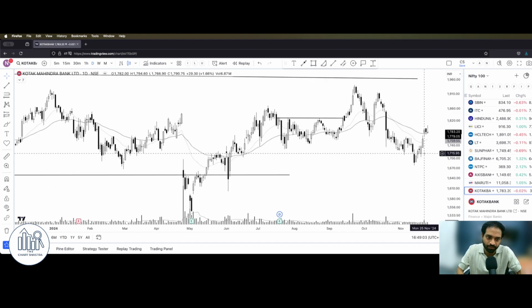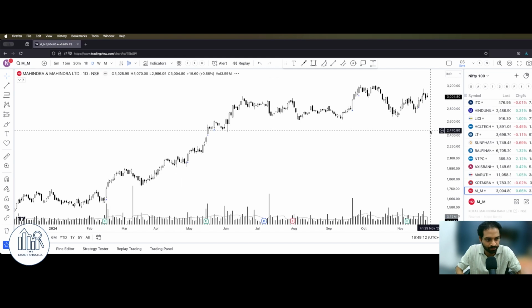Look at Kotak Mahindra Bank. Again, this is similar to Bajaj Finance. It has been trading in between these two levels for a very long time. There is no trend here.